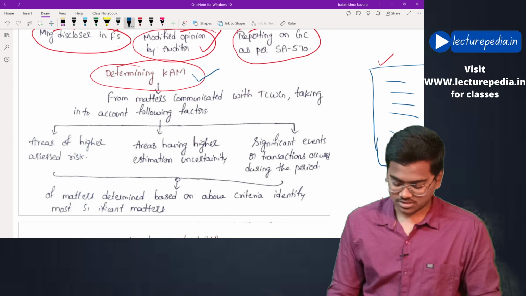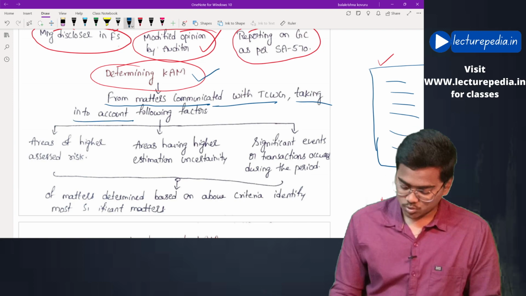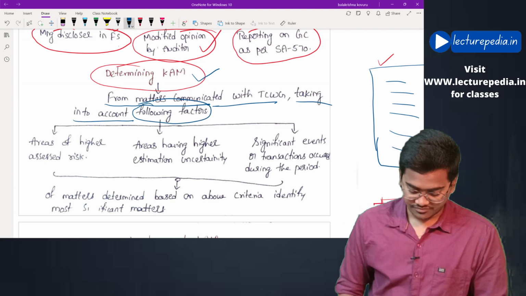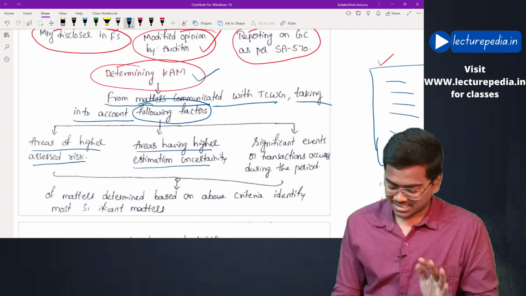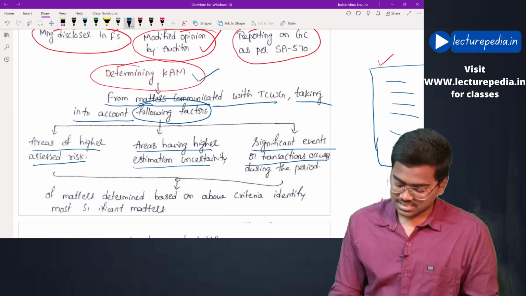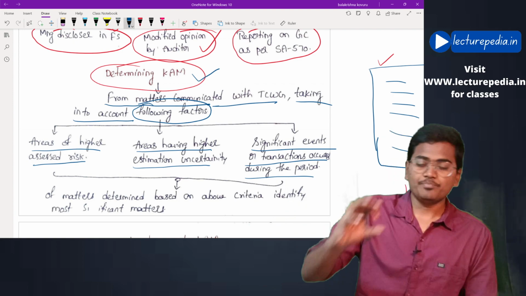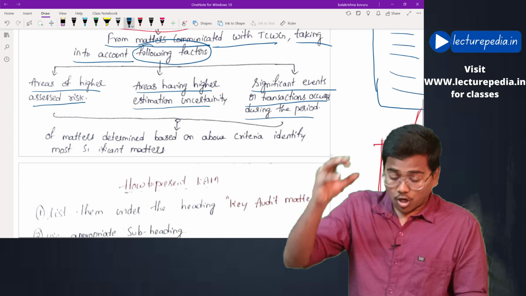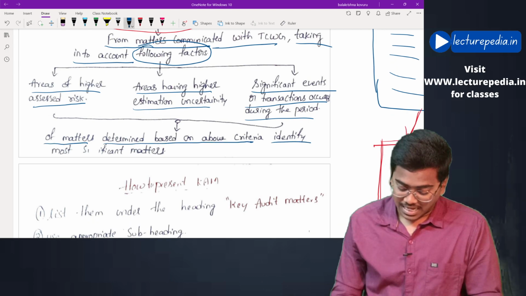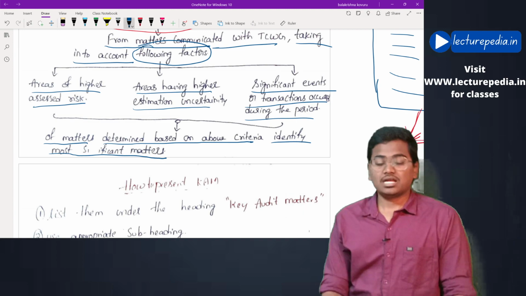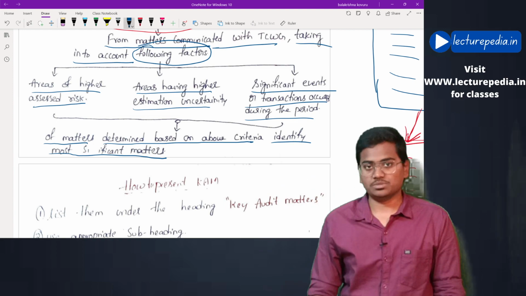Determining key audit matters, what he will do: from matters communicated with those charged with governance, taking into account following factors. What are those 3 factors? Areas of higher assessed risk, areas having higher estimation uncertainty, significant events or transaction occur during the current period. By applying these 3 factors, auditor will determine some matters. Now, of these matters determined based on above criteria, identify most significant matters, and those most significant matters will be communicated as key audit matters. Hope this is clear.